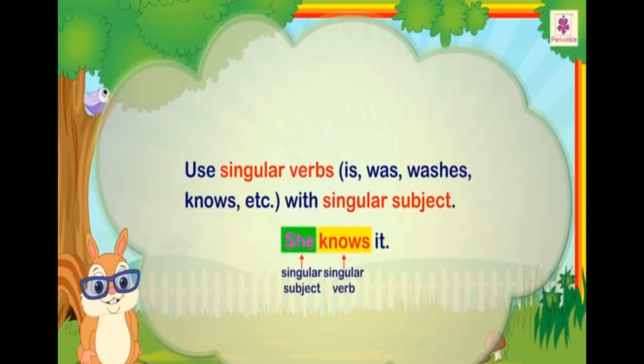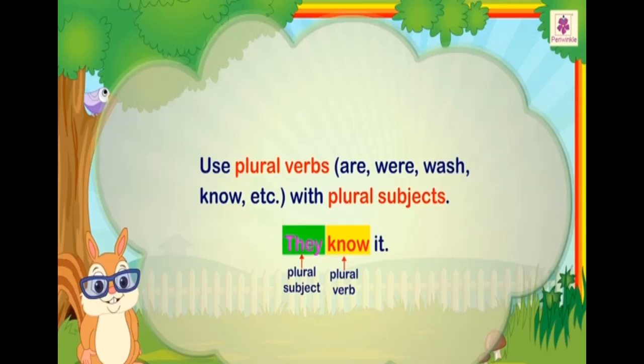Dear students, we use singular verbs such as is, was, washes, knows, etc. with the singular subject. For example, she knows it. Here, she is a singular subject, so with the singular subject we have used a singular verb by using s. We use plural verbs such as are, were, know, etc. with plural subjects. For example, they know it. Here, they is a plural subject, so we are using the plural verb with it. We use the base form or the root form of the verb with the plural noun or pronoun.